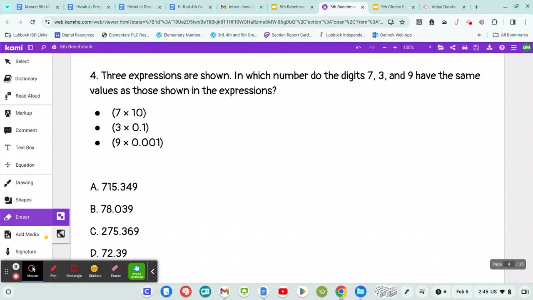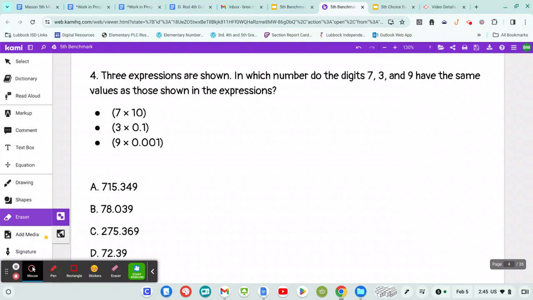Depending on how your brain works, there are several ways you could have solved this problem. You could have written each answer option out in expanded notation since that matches the bullet points. You could draw a place value chart. Or you could go through each one and see if the bullet points match that number. So I think that's how I'm going to do this one.